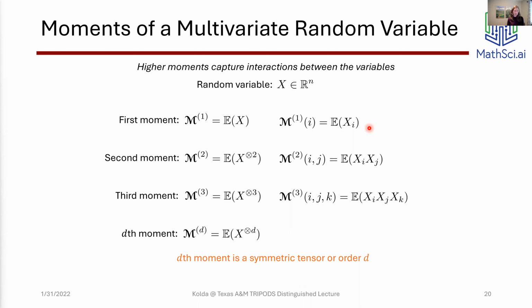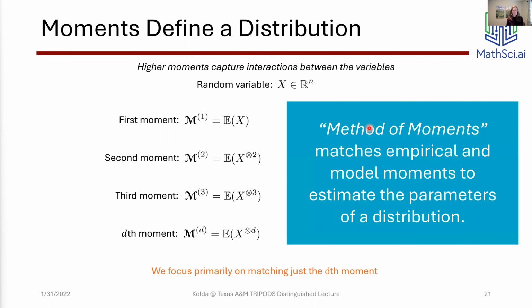So a dth order moment is size n to the d, so this becomes a little bit expensive. But one thing that people do is what's called the method of moments, where they try to match the empirical moments that you measure from data versus the moments that you expect from your model to estimate the parameters of a distribution. And so this goes back to Pearson. There's some famous examples there, and it's sort of an alternative method to finding parameters of models. It's pretty popular.